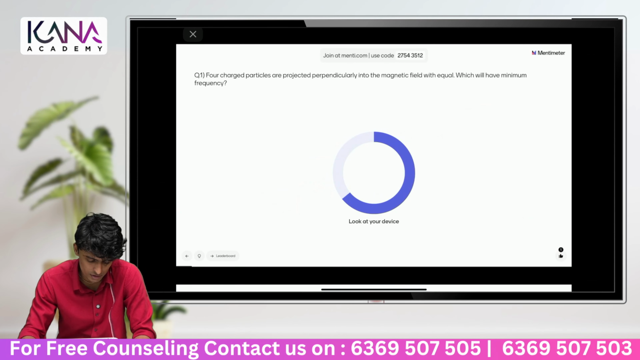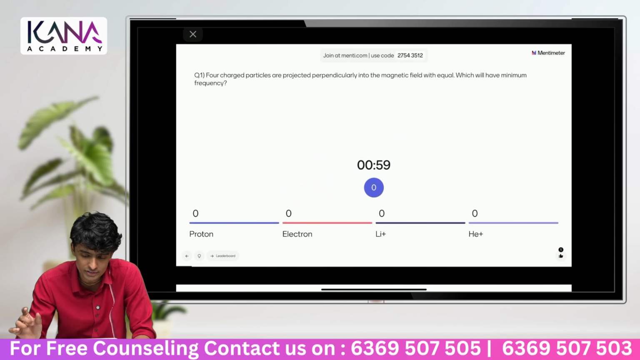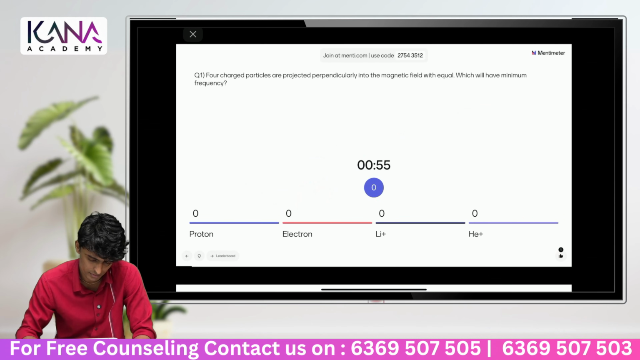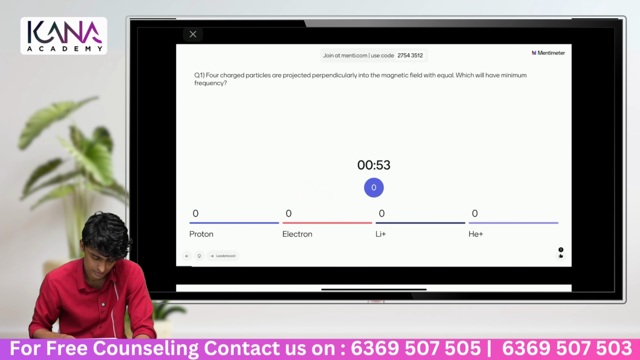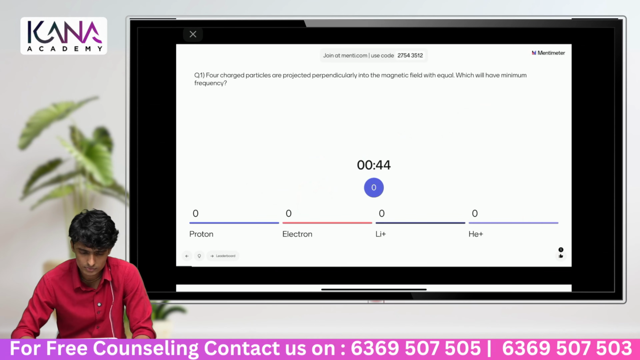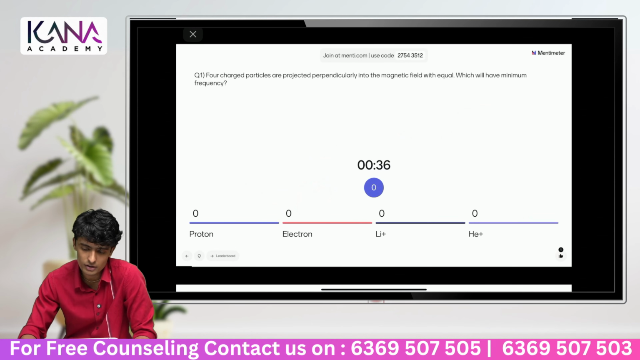Four charged particles are projected perpendicularly into the magnetic field with equal velocity, which will have minimum frequency?